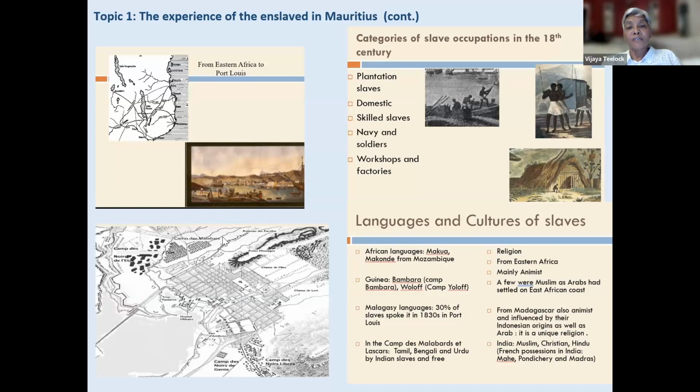So the occupations, for example, the slave censuses that we have clearly show the very wide variety of occupations that slaves were involved in. Not all were plantation slaves. This is a stereotype again we have in Mauritius. All slaves worked on sugar plantations. In the 18th century, they worked in many more varied occupations. And you see a few clips here. I don't know if you can see it.